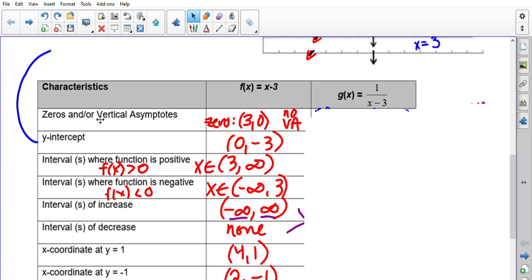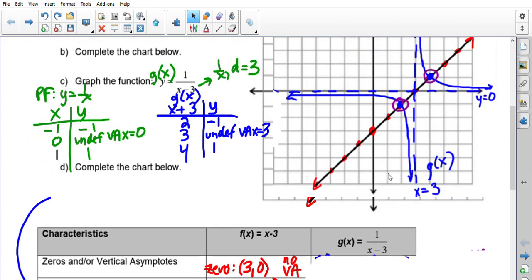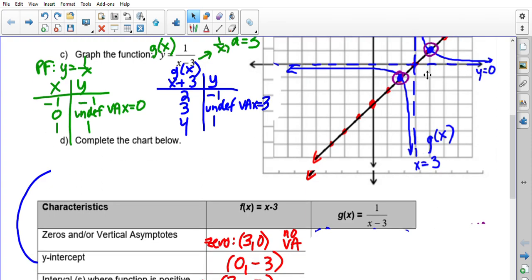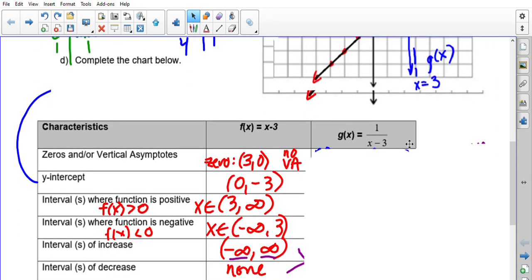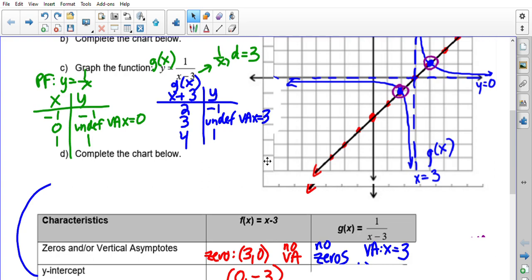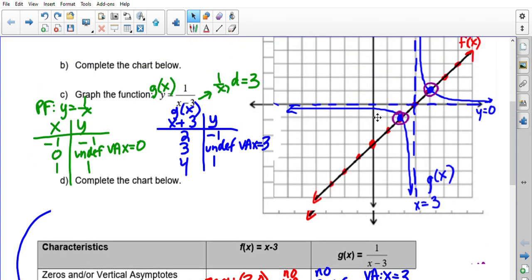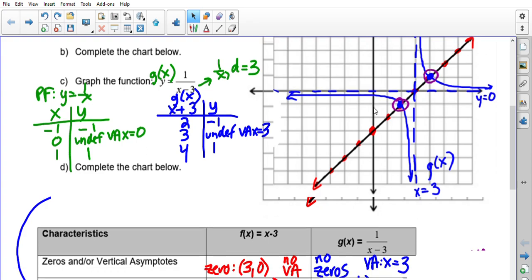So this one is asking, what are the zeros and or the vertical asymptotes? We can see that because there's a horizontal asymptote, the blue graph does not cross the x-axis. Okay, so no zeros, vertical asymptote at x equals 3. The y-intercept of this graph, so we can see that the y-intercept is right here, okay, right where I have the cursor. That's hard to tell from here, so we're going to find this out algebraically.